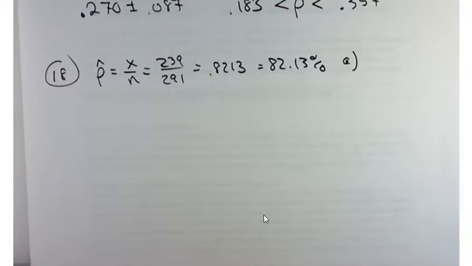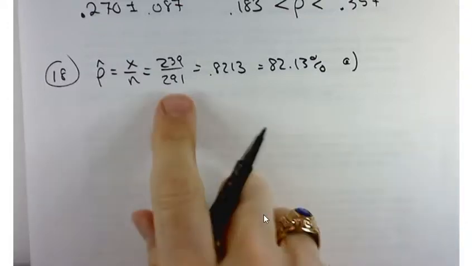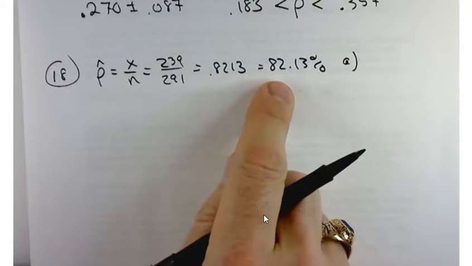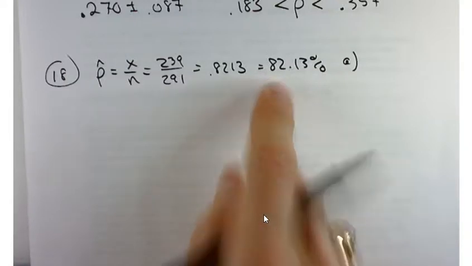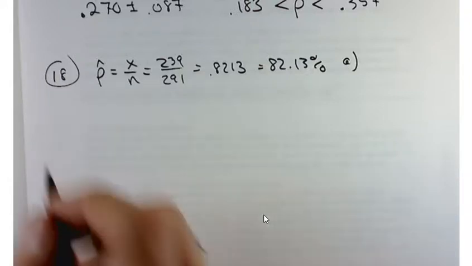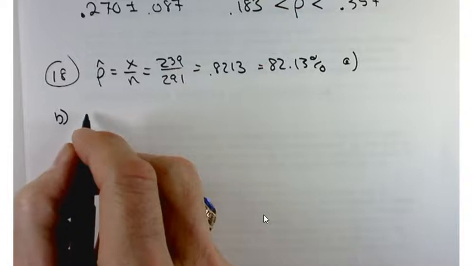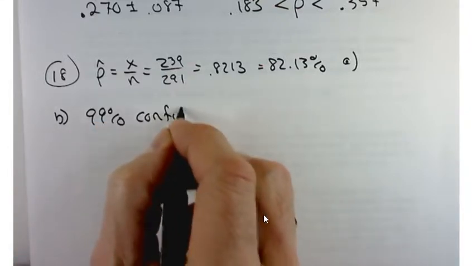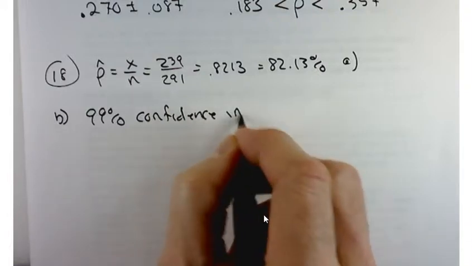But if you repeated this experiment with a different set of parents, different 291 couples, are you going to get the exact same thing? Probably not. Probably going to be a little bit of wiggle room on either side. You should get something close, but what we want to do is surround that by a confidence interval. So in part B, they ask you to construct a 99% confidence interval.